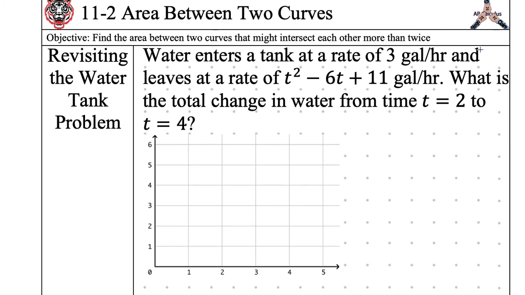So, water tank problem. We've seen this guy before. Who wants to read? Yes, Claire, thank you. Water enters the tank at a rate of 3 gallons per hour and leaves at a rate of t squared minus 6t plus 11 gallons per hour. What is the total change in water from time equals 2 to time equals 4? Doesn't that sound familiar? It's a start plus change equals end type of thing, right? And if we had an entering and leaving, we always do entering minus leaving immediately, right?